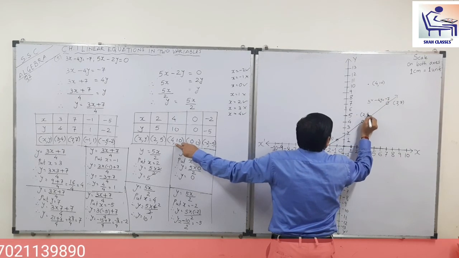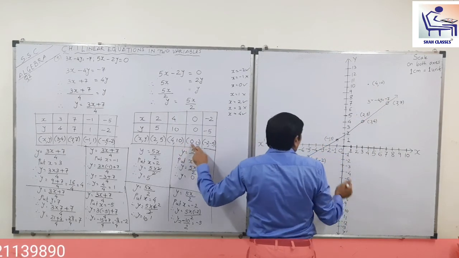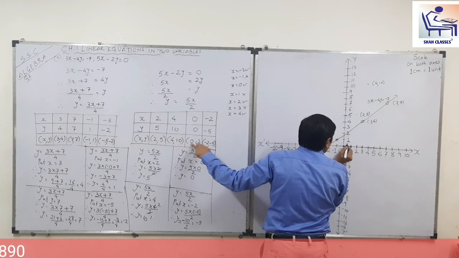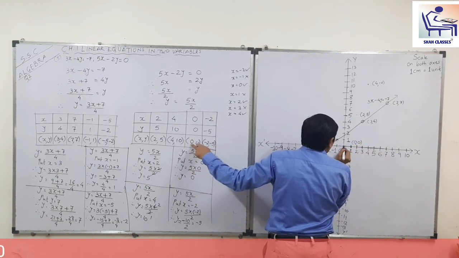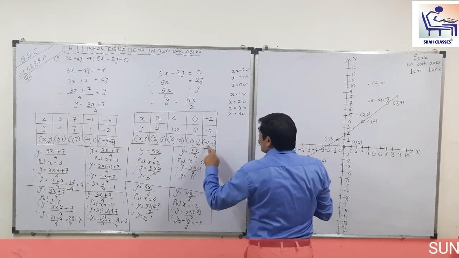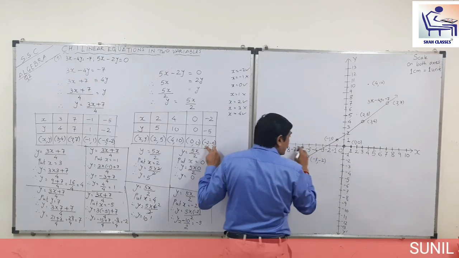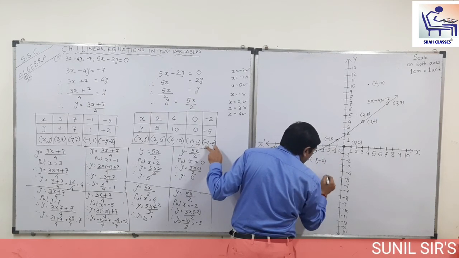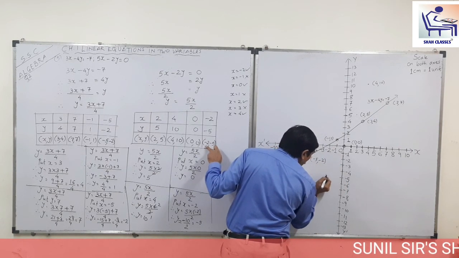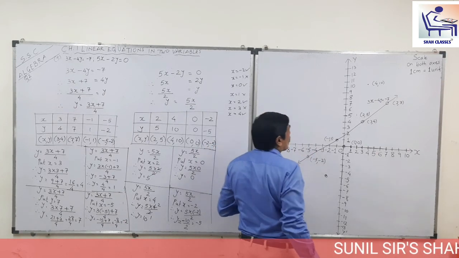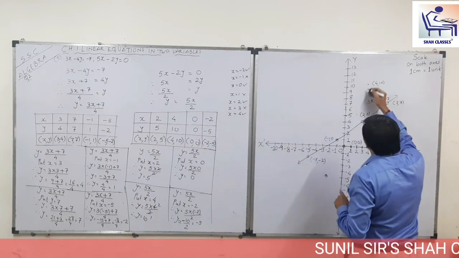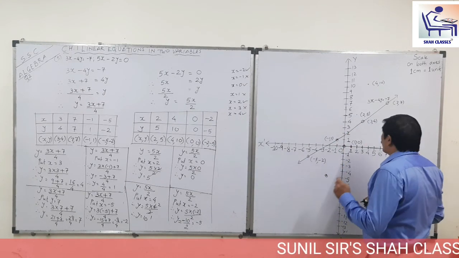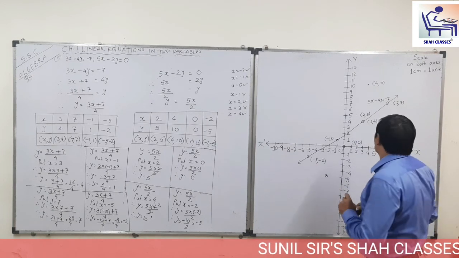2, 5. Now 0, 0. So this is passing through our origin. These are 0, 0. One more point, minus 2, minus 5. On the x-axis minus 2 and on the y-axis minus 5. So minus 2, minus 5. We are getting this point here. Now we have to pass the line through these 4 points and join them. We will get the answer. The point of intersection is your final answer.